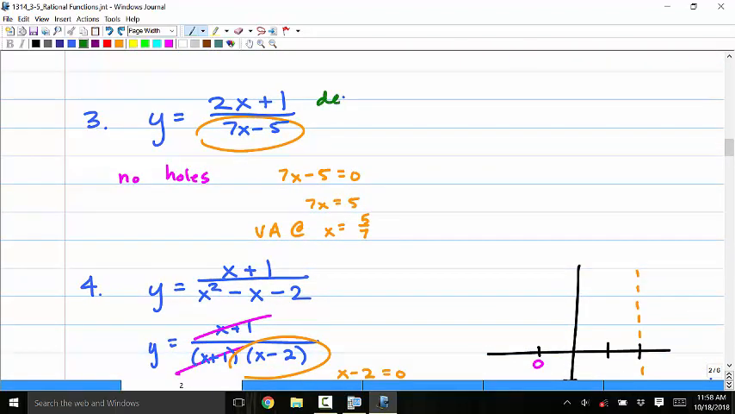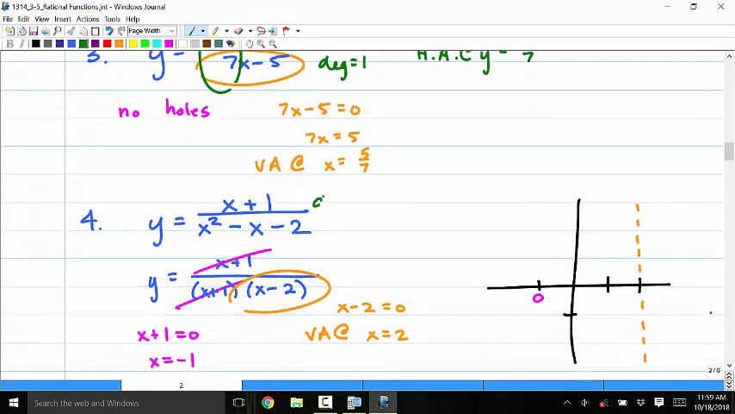What's the degree of the numerator? 1. Degree of the denominator. There's a horizontal asymptote where? 2 over 7. y equals 2 over 7. Number 4. Degree of the numerator. 1. Degree of the denominator. 2. So there's a horizontal asymptote where? y equals 0. You should be pros at finding vertical asymptotes, holes, and horizontal asymptotes. You'll need to be able to find them.